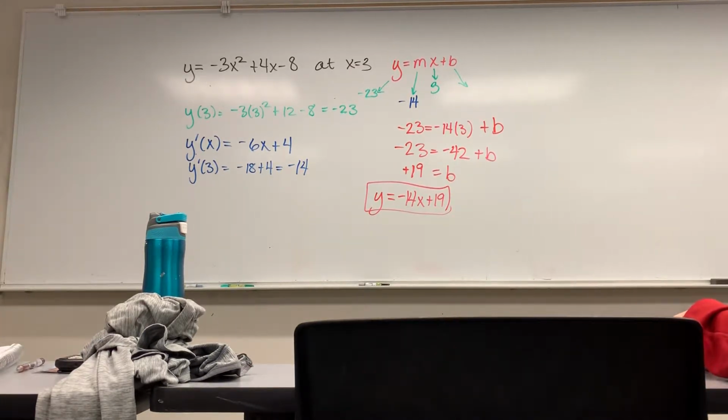She said you don't set it equal to 0 because you're not looking for a maximum. You're looking for a specific slope at a specific x value. So if we're looking for a slope at x equals 3, we would be plugging 3 in to get a slope out.